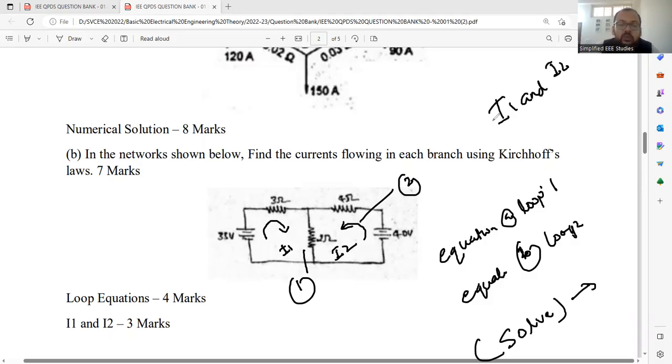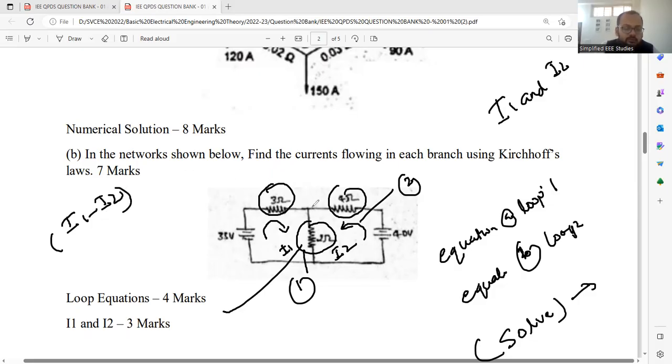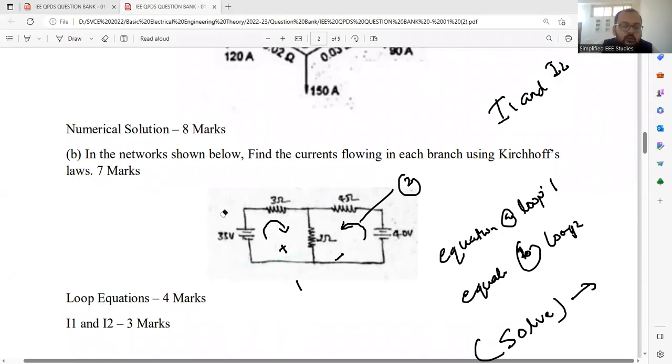Find the current flowing through each branch. First, we will calculate current flowing through 3 ohm. Current flowing through 3 ohm means I1 only. Current flowing through 4 ohm is nothing but I2. But while calculating current flowing through this particular branch, you have to take a difference. I1 minus I2 you have to calculate. If you apply KCL, we will come to know. By using entering current and leaving current, you can easily calculate I1 minus I2. Applying KCL, you can calculate the current flowing through 2 ohm.